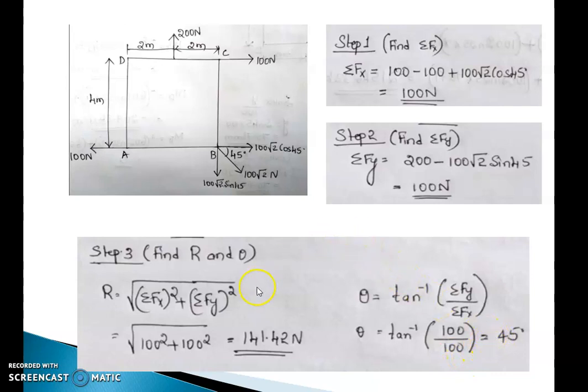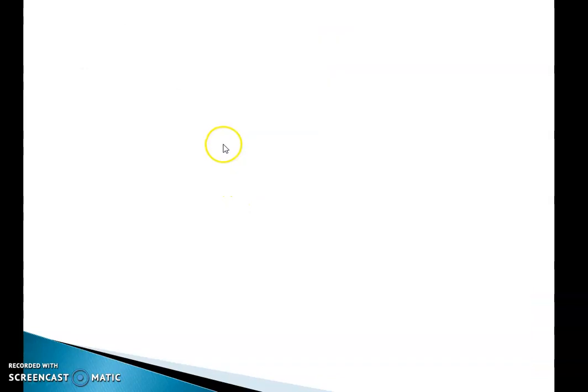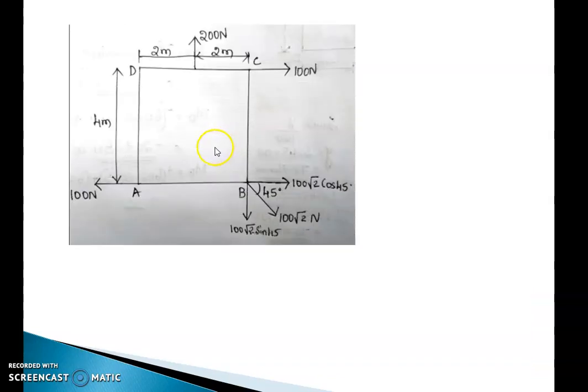Now, once after finding summation of f of x, summation of f of y, and completing the third step with r and theta, the fourth step is very important: finding the moment about this particular point A. In the problem it is mentioned that I need to find the resultant direction, which is already found as r and theta, and the position of the resultant. For that I need to find the moment about A.